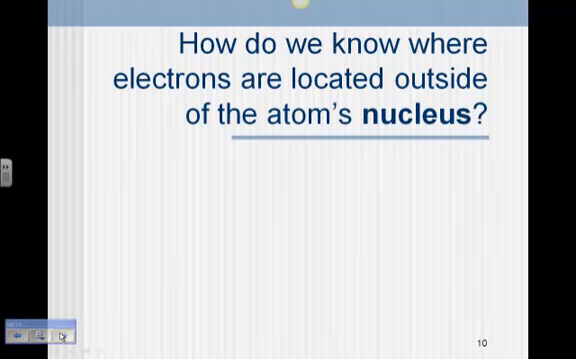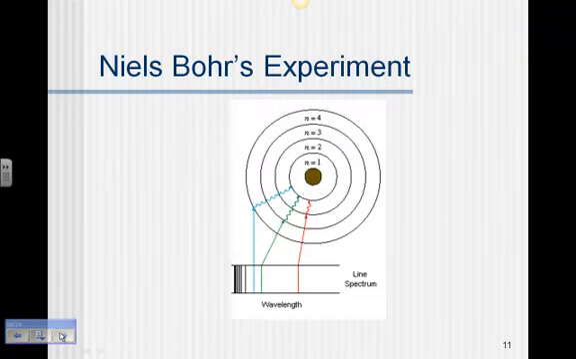Then we delve deeper into the puzzle. The question is, if the electrons are not in the nucleus, where are they outside of the nucleus? This leads us to Niels Bohr's experiment, and this is roughly 1913.